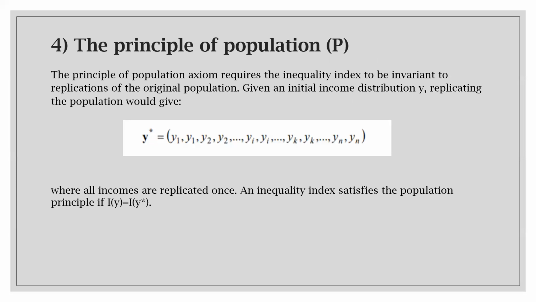The next is the principle of population, which is basically replication. This axiom requires an inequality index to be invariant to replications of the original population. So the initial income distribution is Y, and replicating the population gives Y star: y1, y1, y2, y2, yi, yi, yk, yk, yn, yn. That means each original income is replicated once when we apply the principle of population. An inequality index satisfies the population principle if the original income inequality equals the inequality after adopting the principle of population axiom.